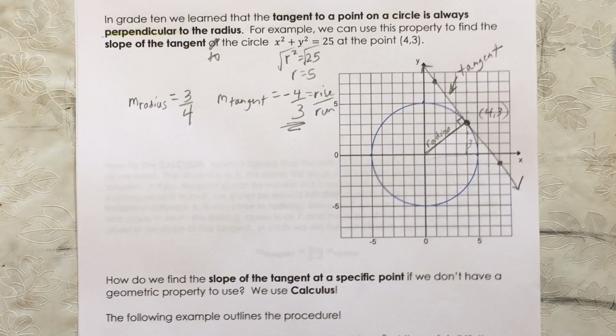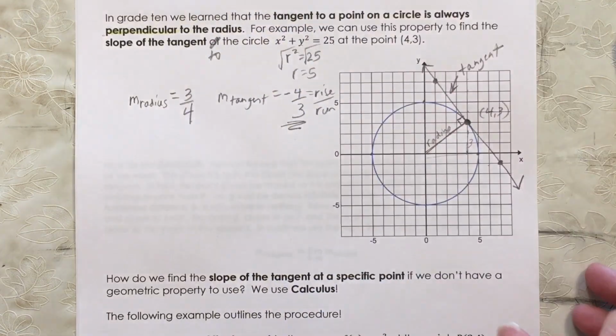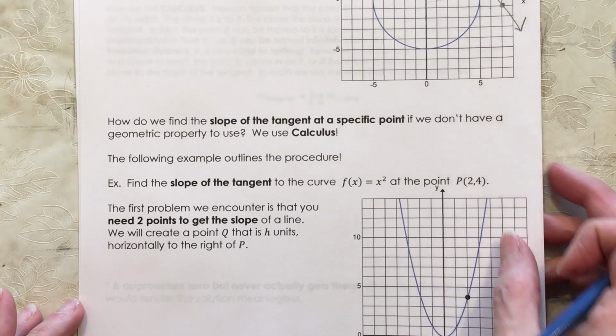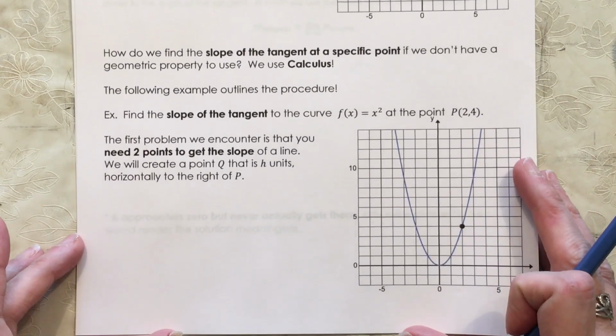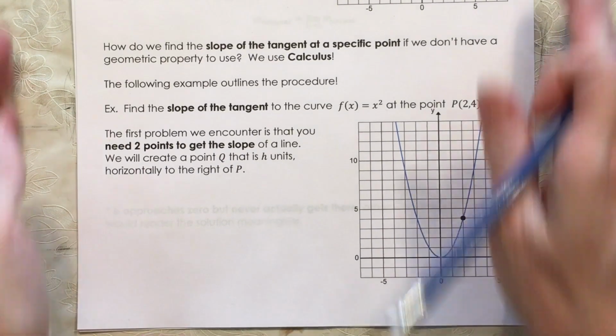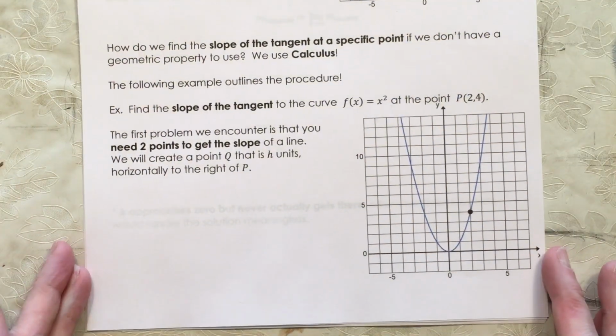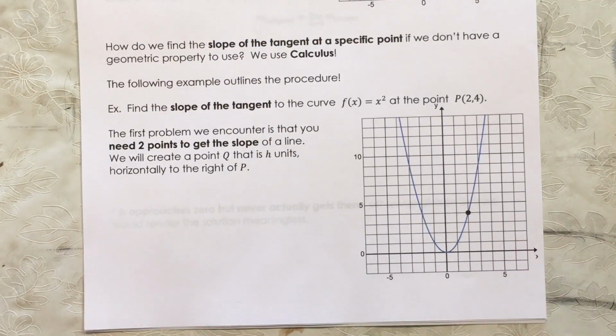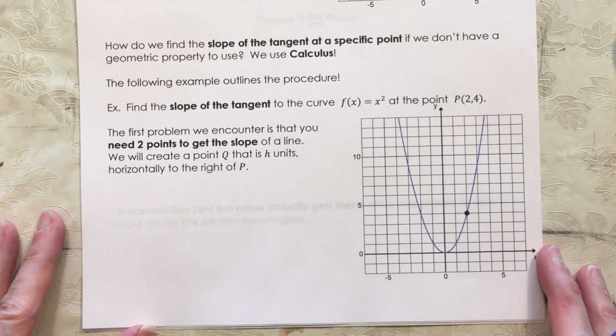All right, so now we're going to get into some calculus here. How do we find the slope of a tangent at a specific point if we don't have a geometric property to use? Well, we use calculus. So the following example is going to outline our procedure, Newton's procedure anyways. He came up with it.